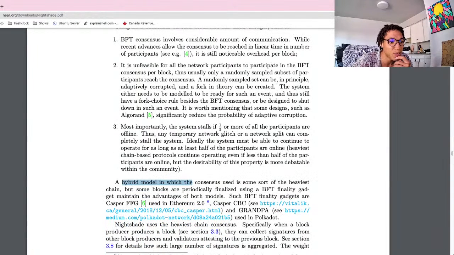Oh yeah, this is Casper. All that. Oh, Polkadot uses Grandpa. I should read that next.